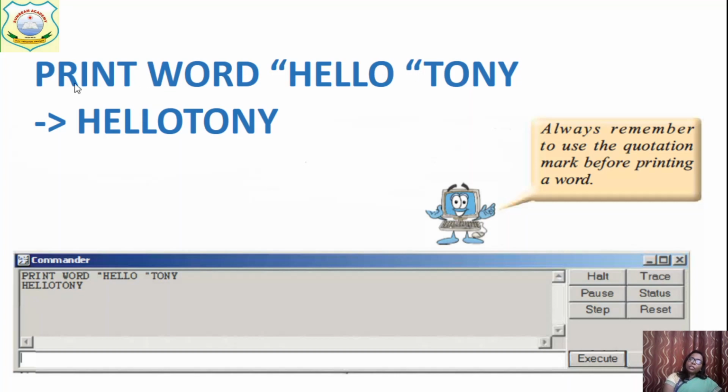What I have written, instead of writing only print, I have written print word. So see, it will give you output as hello Tony. Got it? And you have to put double quotes before both the words. This is compulsory. This syntax should be followed, otherwise it will give you an error.